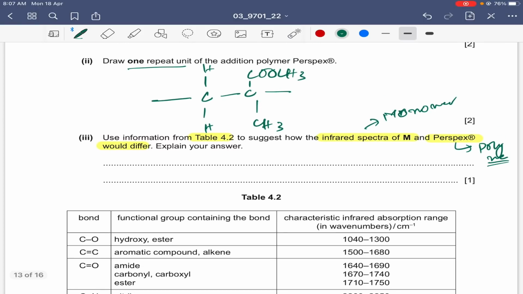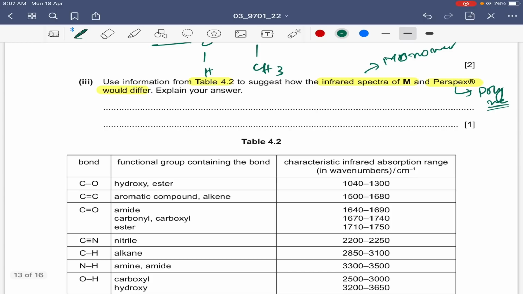and we are only interested because M and the polymer can be differentiated based on the carbon-carbon double bond, because M would show a peak due to carbon-carbon double bond, but the polymer will not, because there are no carbon-carbon double bonds, and the carbon-carbon double bond absorption range is 1500 to 1680. So we can say that, suggest how the IR spectra of M and Perspex would differ. We can say that in M there will be an absorption.